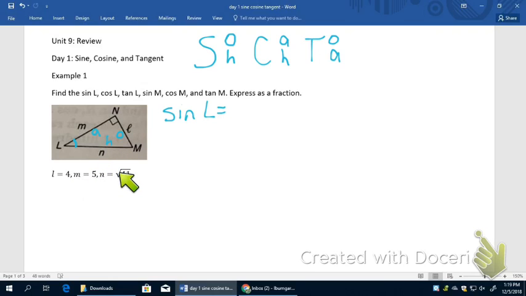L is 4, N is the root of 41. So 4 divided by the root of 41 is my answer. Now you're technically supposed to rationalize the denominator. We're not worrying about that right now. Going on to the cosine of L. Cosine is adjacent over hypotenuse, so adjacent to L is M, and hypotenuse is N, so M divided by N, 5 over the root of 41.